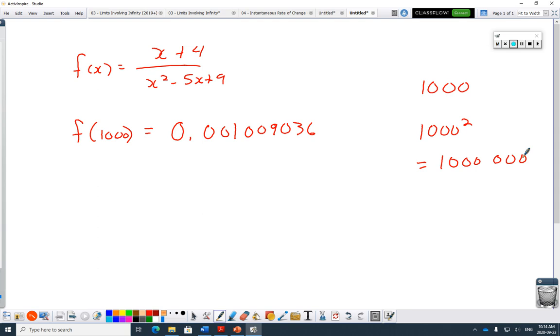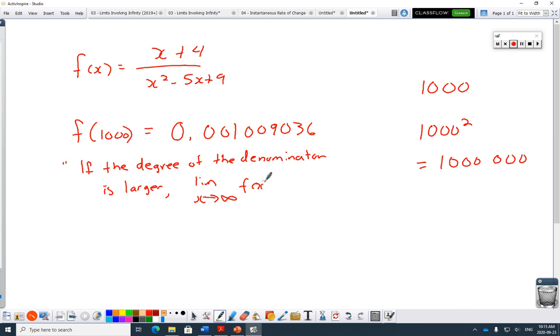So what happens here is the numerator comes out to around 1,000. The denominator comes out to around $1 million, and when you divide, it becomes really small. And we get the first of the 3 degree rules. If the degree of the denominator is larger, limit as x approaches infinity of f at x will head to 0. This thing's going to head to 0.